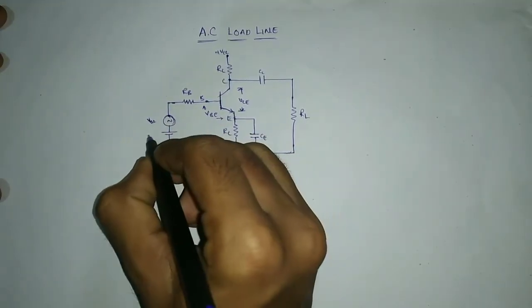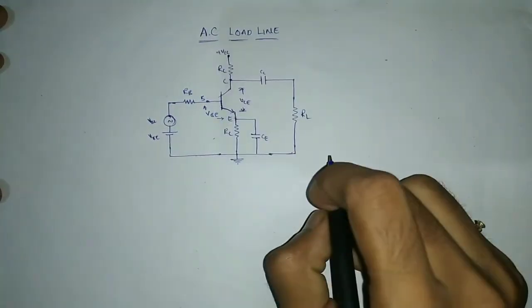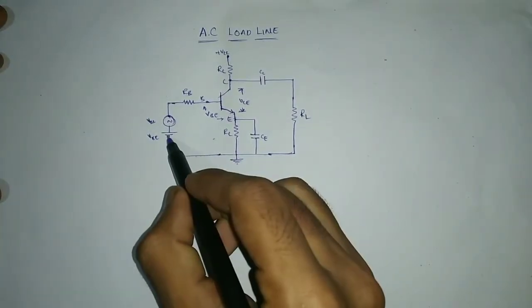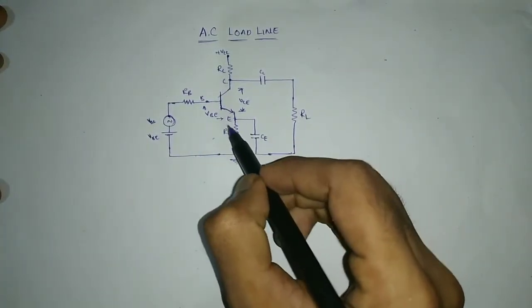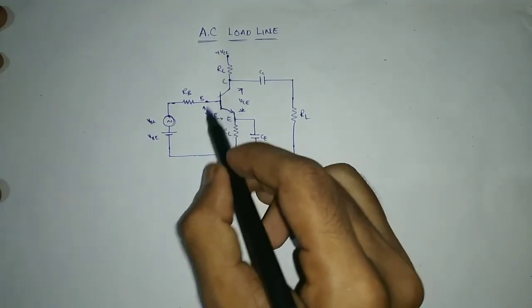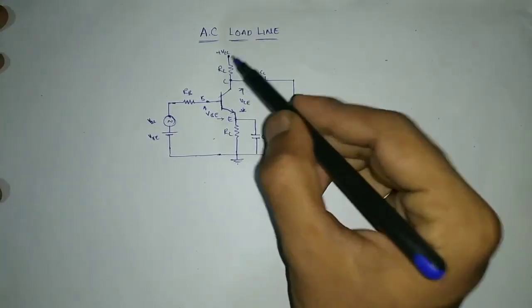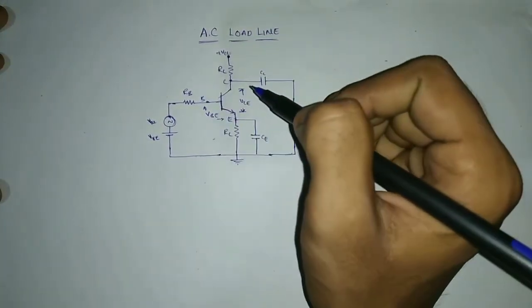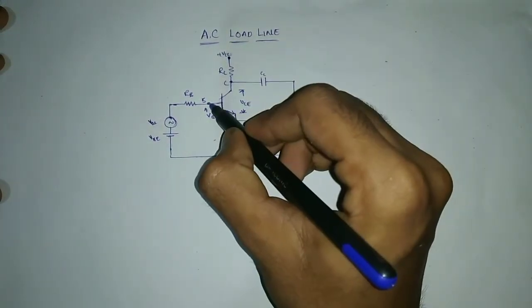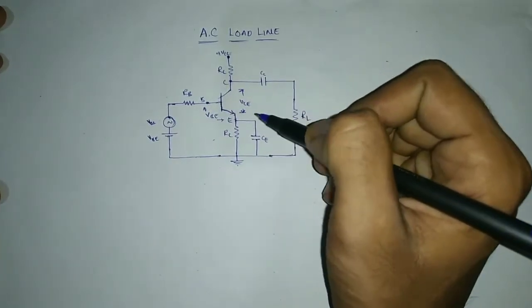This is VAC and this is VBE voltages at the input. This is for biasing voltage, which will keep the base emitter junction of the transistor in forward bias, and here we are applying VCC. Collector to base junction will be in reverse bias.